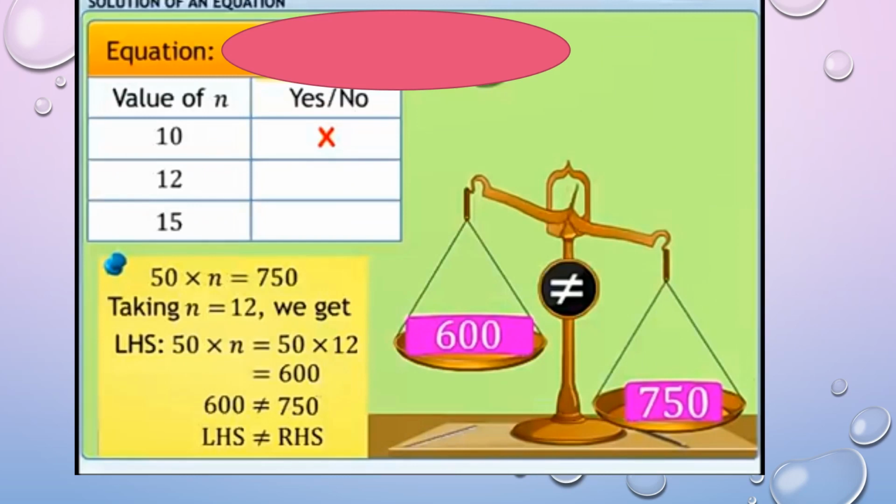Now let's take the value n is equal to 12. On simplification, LHS is 50 into n. Instead of n, you have to take 12. So 50 into 12 is what? 600. So the value of LHS is 600, which is not equal to the value of RHS. So LHS is not equal to RHS. So again, the equation is not satisfied for n is equal to 12.